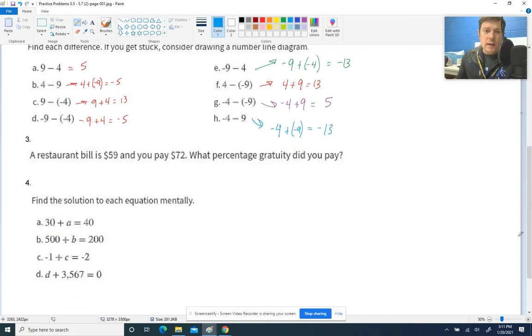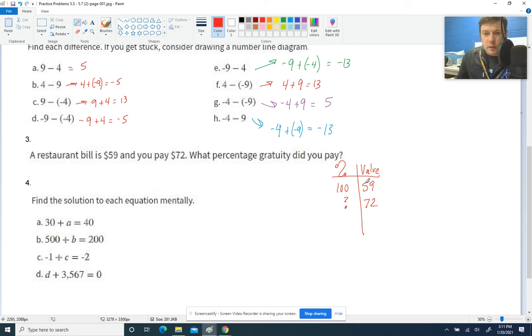The restaurant bill is $59. You pay $72. What percentage gratuity did you pay? I'm going to do a table for this one. All right, percentage versus value. We know that the restaurant bill was fully 100%, $59. But we ended up paying a total of 72. So we're trying to find out what extra percentage we went over 100.